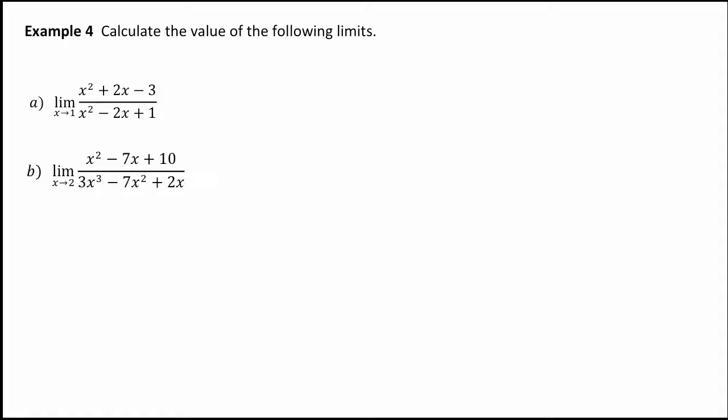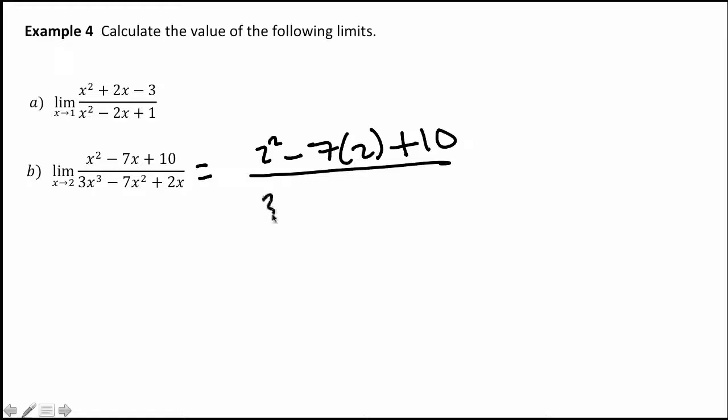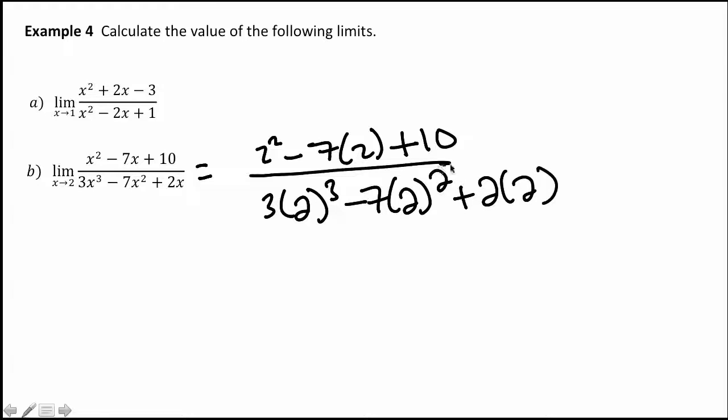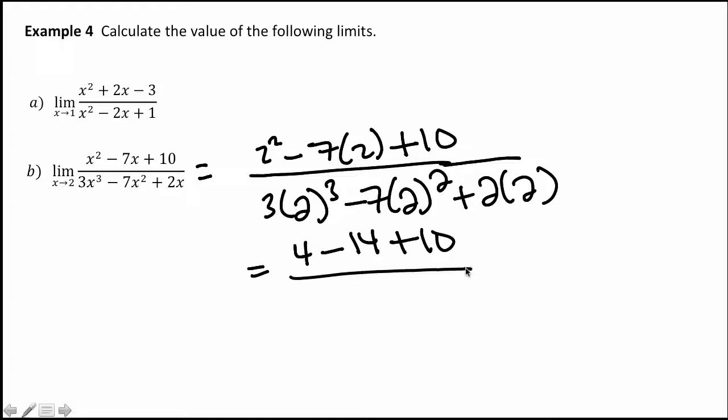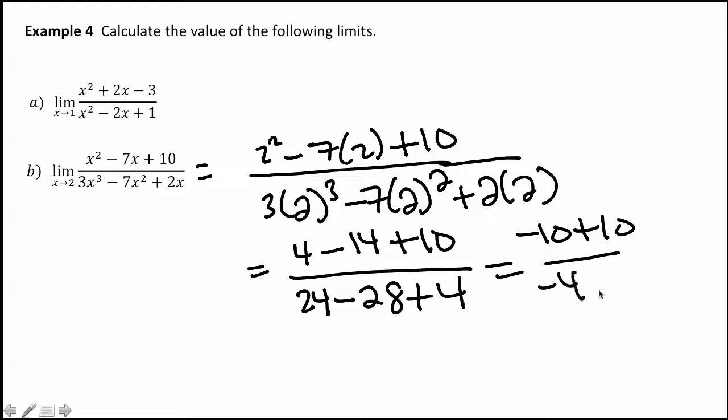We're going to be doing the same process. Alright, so we're going to do 2 squared minus 7 times 2 plus 10 divided by 3 times 2 cubed minus 7 times 2 squared plus 2 times 2. Okay, so we have here 4 minus 14 plus 10 over 2 cubed is 8, 8 times 3 is 24, 2 squared is 4, 4 times 7 is 28, so we have minus 28, and then we have plus 4. Alright, so we have here negative 10 plus 10, negative 4 plus 4, which is clearly a 0 over 0 case. A big surprise there.